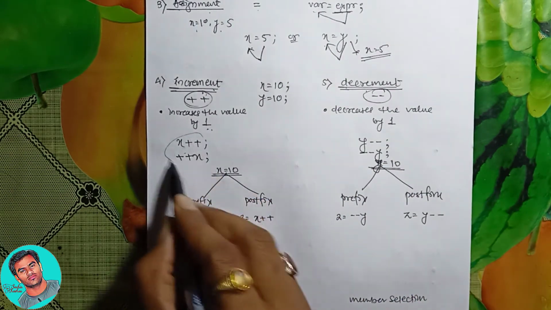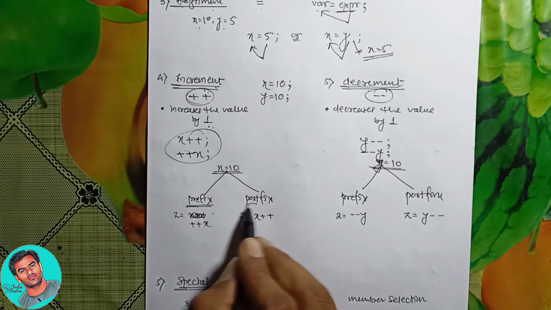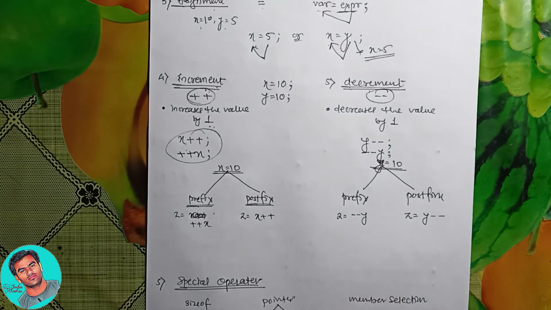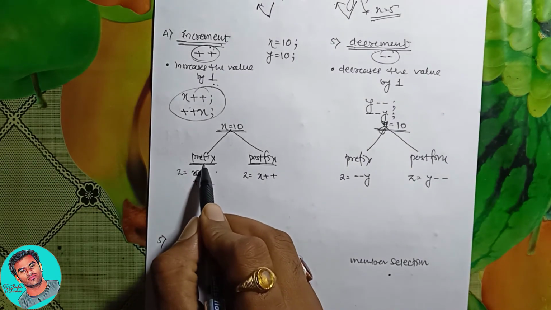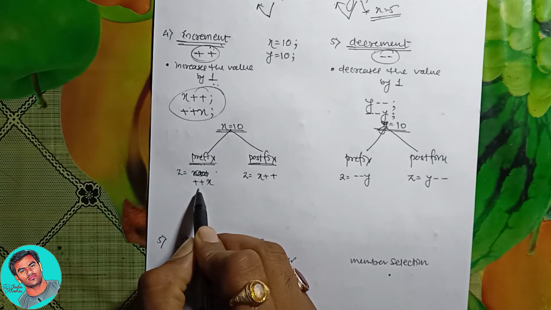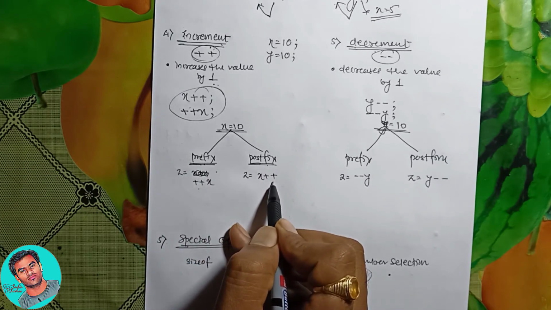So why are these two forms there? They are called a prefix statement and a postfix statement, where prefix is plus plus before a variable and postfix is plus plus after a variable, okay.